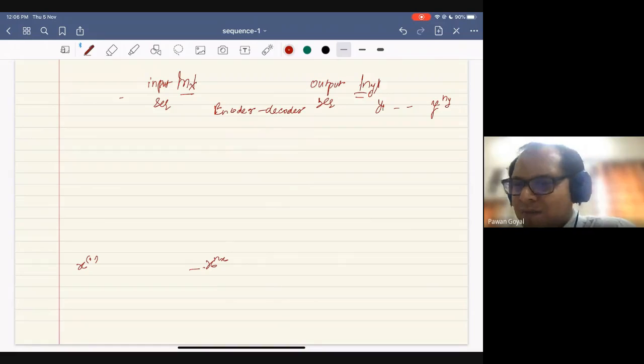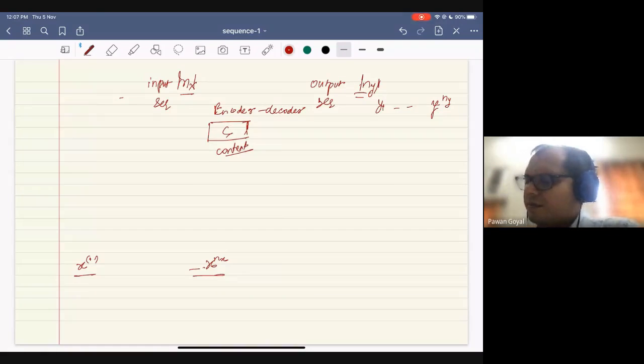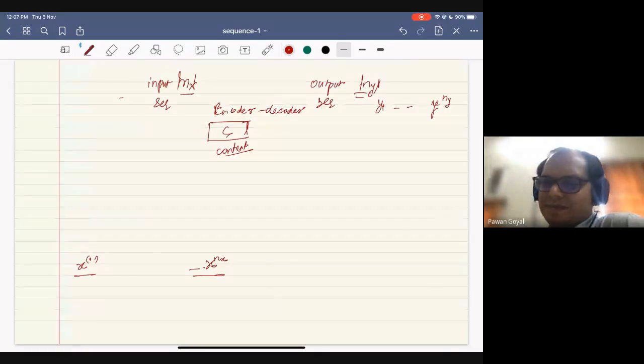So how would I get a context C? I have to encode it into context C. How would I do that? This has already been covered even today. Given an input sequence of length nx, encode that into C.